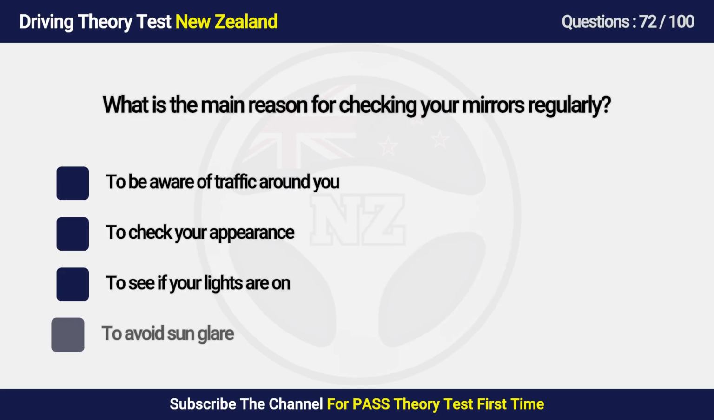Question 72. What is the main reason for checking your mirrors regularly? A, to be aware of traffic around you. B, to check your appearance. C, to see if your lights are on. D, to avoid sun glare.